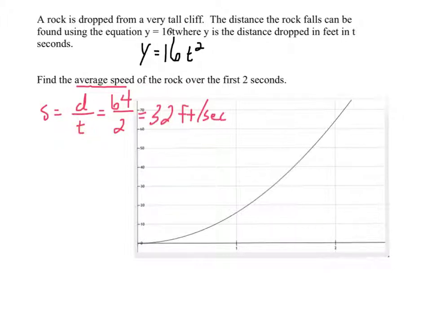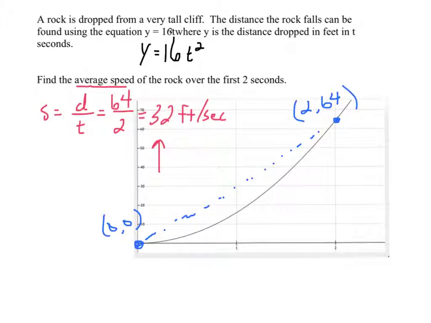Okay? Now, I think most people think about it that way, and that's fine, but I also wanted you to think about it graphically. Okay, I'm going to plot the 2 points here. 0, 0, which at time 0, it's traveled 0, and at time 2, it's traveled 64. And if I connected those with a line and found the slope, that would represent the average speed. Okay? It's simply the slope connecting those points.